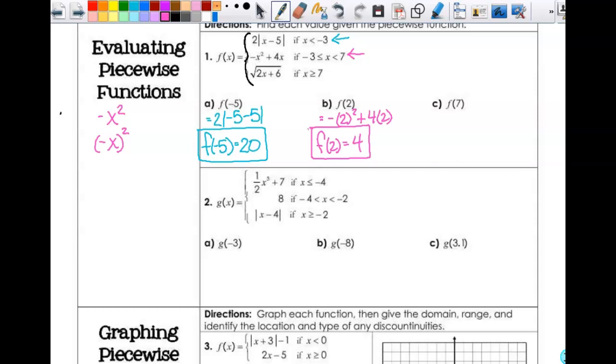All right. f of 7, where does 7 fit in? The last one, because it's included on this one and not on that one, so I'm substituting that one in here. This is going to be equal to the square root of 2 times 7 plus 6. That's the square root of 20. I do not type it into the calculator. I do not leave it like that. I have to simplify my square root. What does the square root of 20 simplify to? 2 square root 5. Good. So f of 7 equals 2 square roots of 5. There you go.